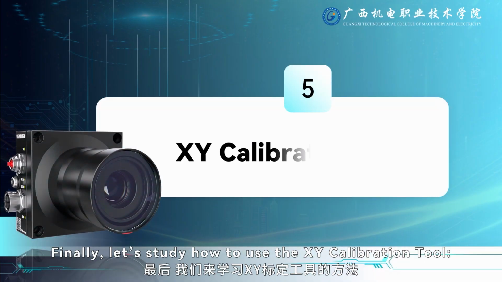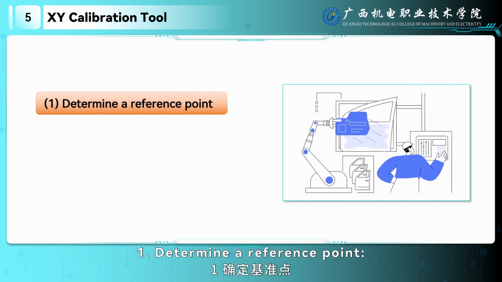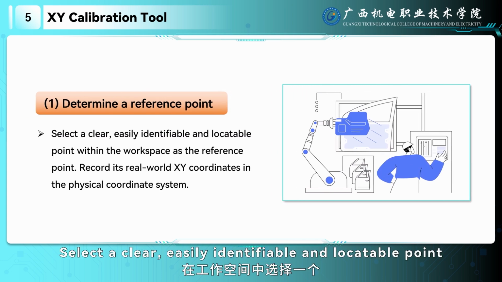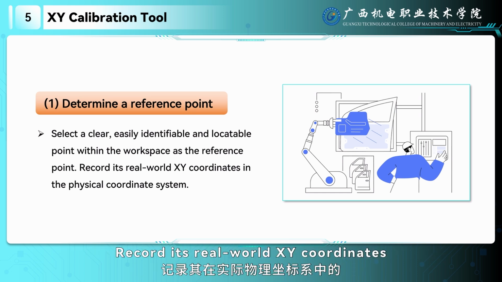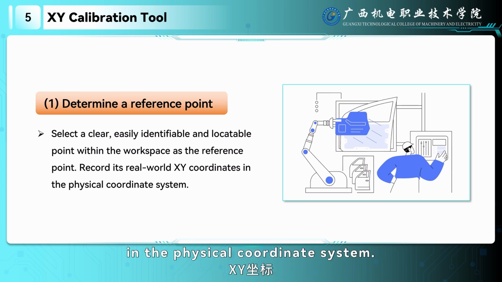Finally, let's study how to use the XY calibration tool. 1. Determine a reference point. Select a clear, easily identifiable and locatable point within the workspace as the reference point. Record its real-world XY coordinates in the physical coordinate system.